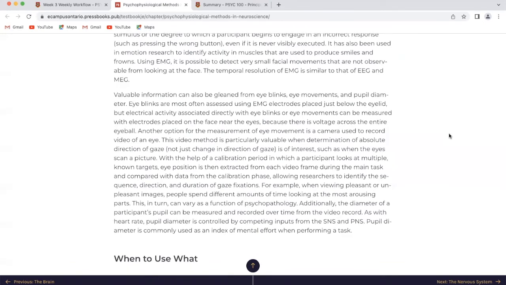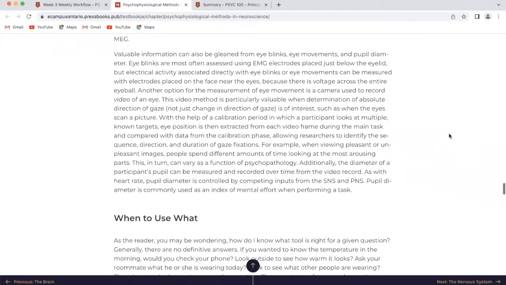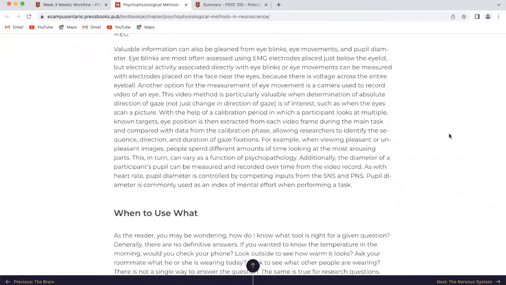Valuable information can also be gleaned from eye blinks, eye movements, and pupil diameter. Eye blinks are most often assessed using EMG electrodes placed just below the eyelid, but electrical activity associated directly with eye blinks or eye movements can be measured with electrodes placed on the face near the eyes, because there's a voltage across the entire eyeball.